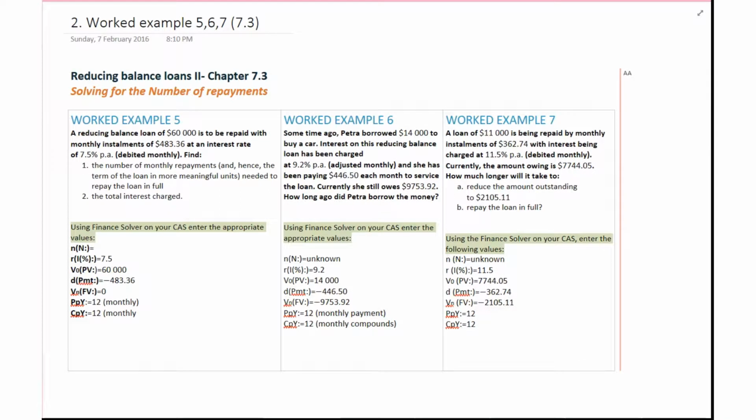Okay, so we're still doing reducing balance loans, but what we're going to be doing here is solving for the number of repayments. And in these sorts of questions, this is where we want to use our CAS because it's so much easier to do.